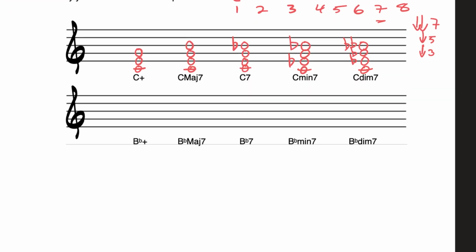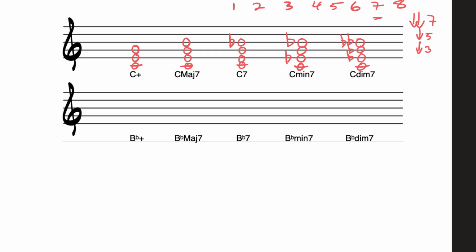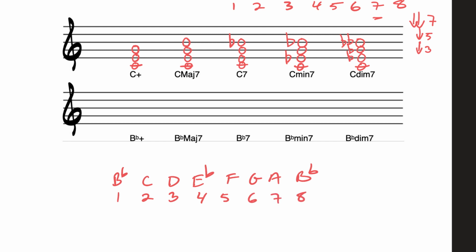Let's try one more. B flat major 7th chords. So I'll write the B flat major scale down here. We'll number these. Great. So I'm going to write out the notes. I'm going to start with the B flat down here. So that's our B flat major triad, right? The 1, the 3, and the 5.